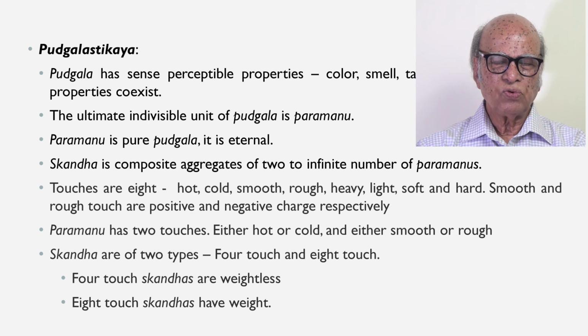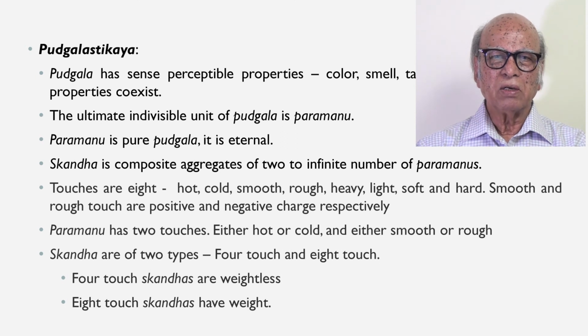One we call 4 touch Skands. In the 4 touch Skands, you will have hot, cold, smooth and rough, these 4 touches only. And there are 8 touch Skands, which have all the 8 touches as we have described. That is, they will have hot, cold, smooth, rough, heavy, light, soft, hard. All 8 touches will exist in this.